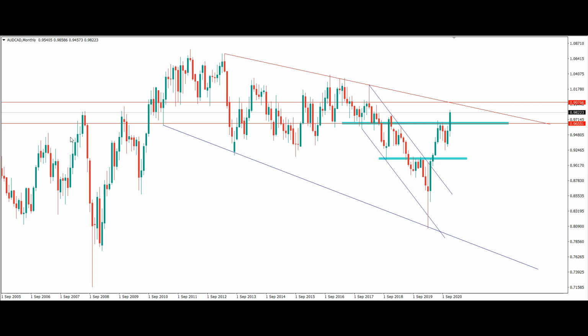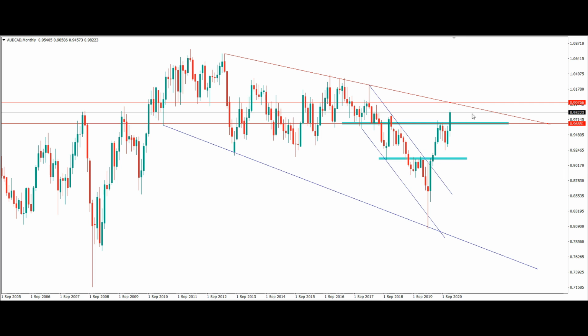Alright, so this is AUD/CAD, and from the monthly time frame, what we can immediately see first of all is that we have a market that has given us a monthly close above the monthly level of resistance at 96.55. So if they close above this level, what we want to see is a move up to the next monthly level of resistance at 99.76.